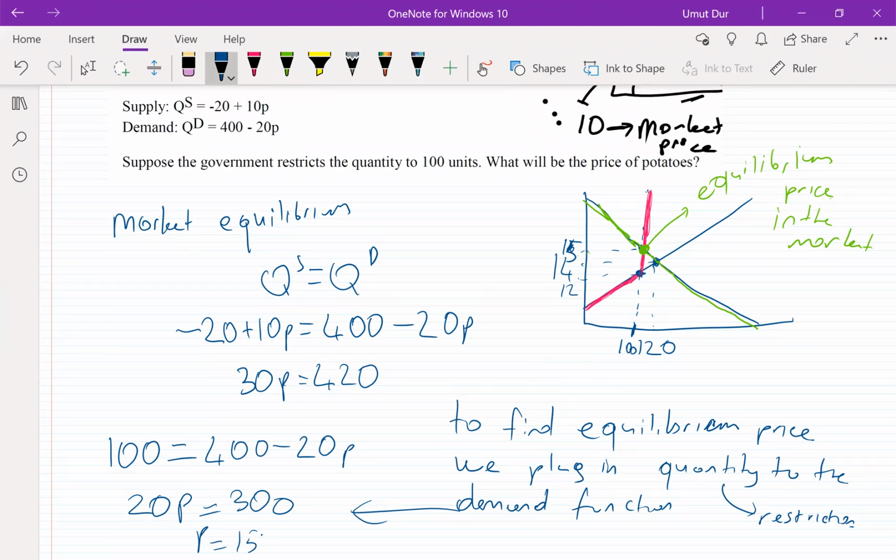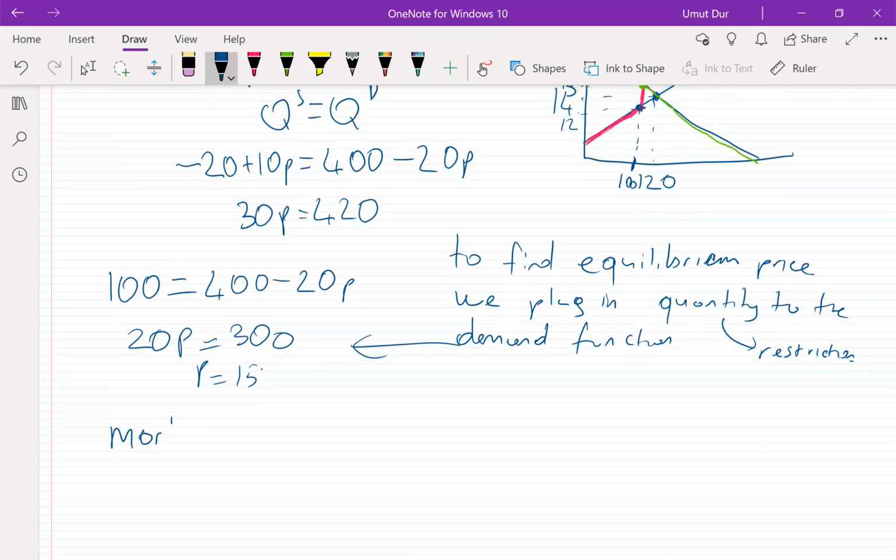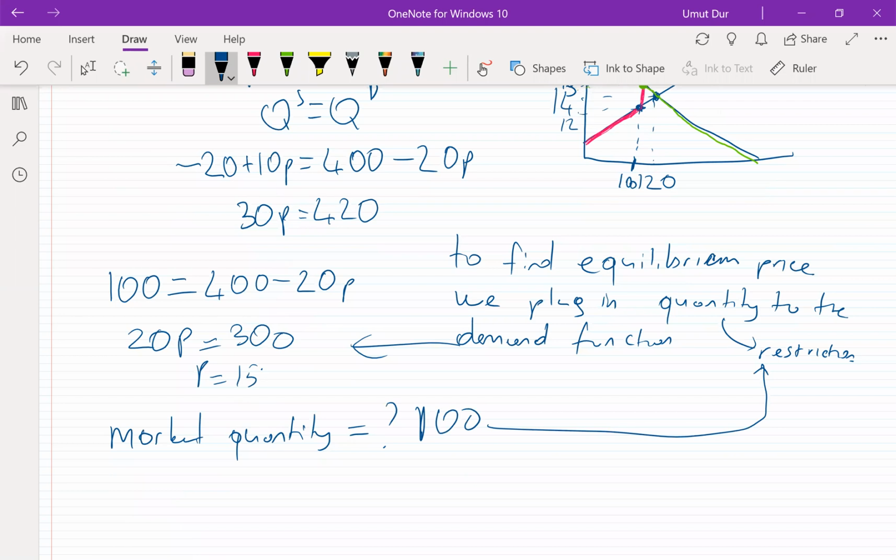What is the market quantity here? It will be 100, which is equal to the restriction. Excellent. Any question?